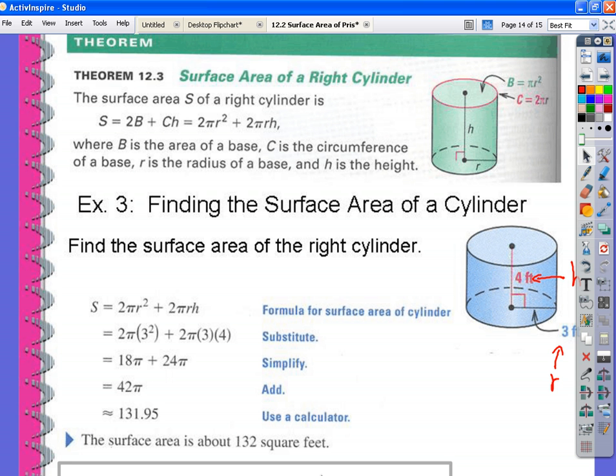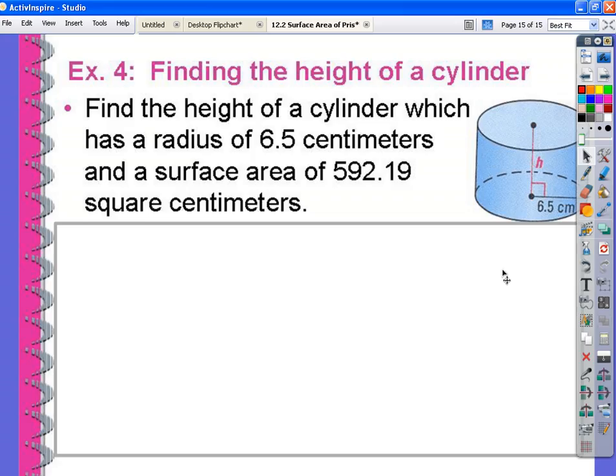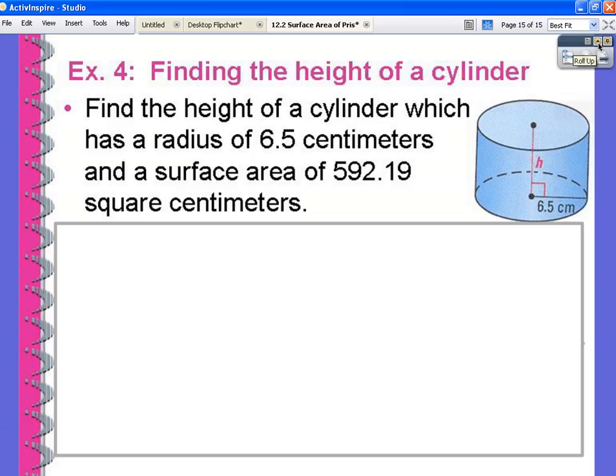Find the height of a cylinder which has a radius of 6.5 centimeters and a surface area of 592.19 square centimeters. What in the world? How are we going to do that? We know the radius. What do you think? Suggestion? Use the equation to find the surface area. Aha. Okay, good.